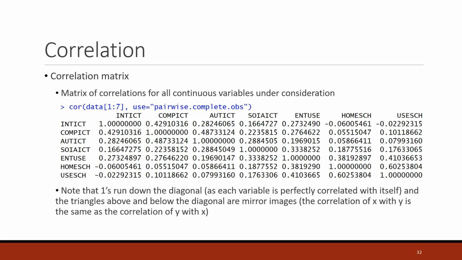And there are, of course, other ways to go about doing this. Instead, you could look at only the cases that have valid observations across all 7 variables. So then we have one valid sample size of, say, 490, and we could use only those 490 cases to compute this correlation matrix. Something else of note are the ones that run down the diagonal, which makes sense because each variable is perfectly correlated with itself. And the triangles above and below the diagonal are mirror images of one another because the correlation of X with Y is the same as the correlation of Y with X.